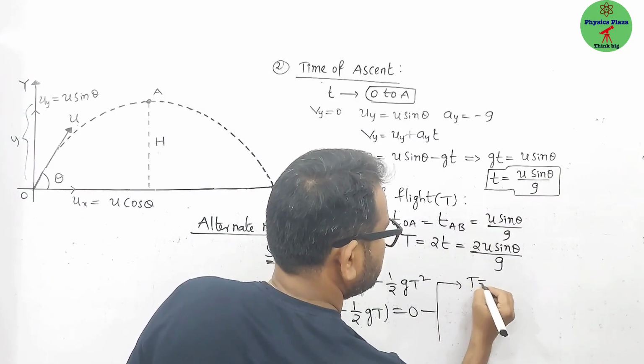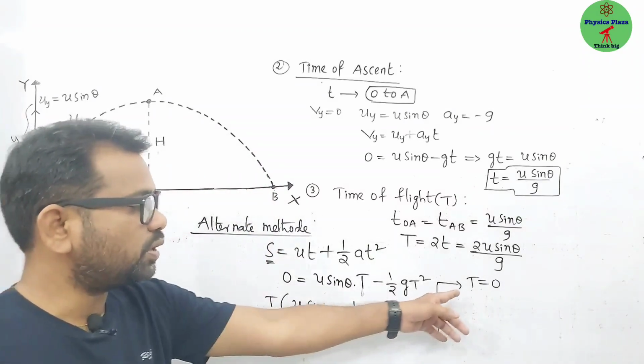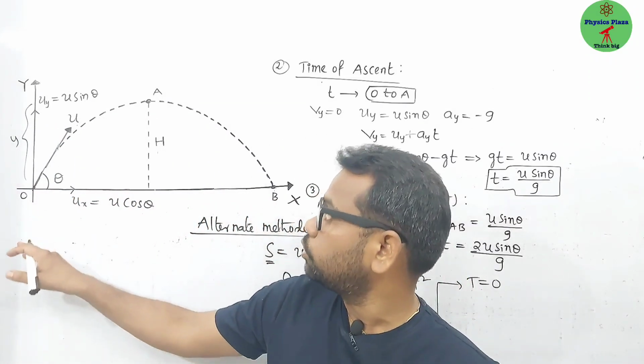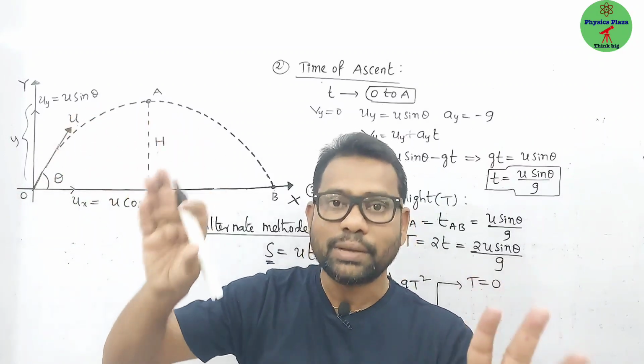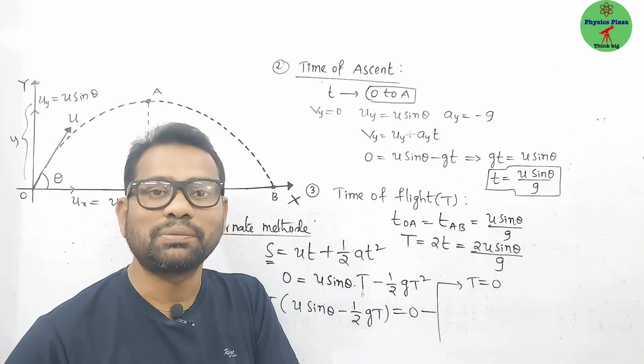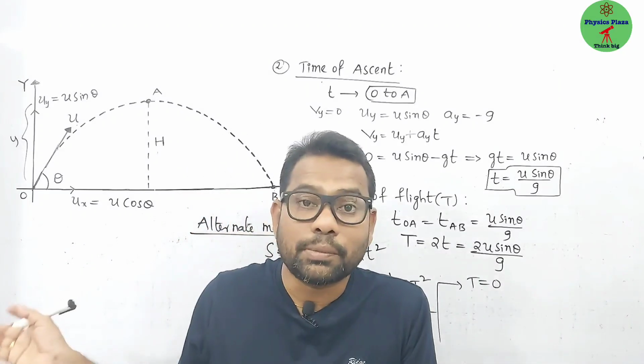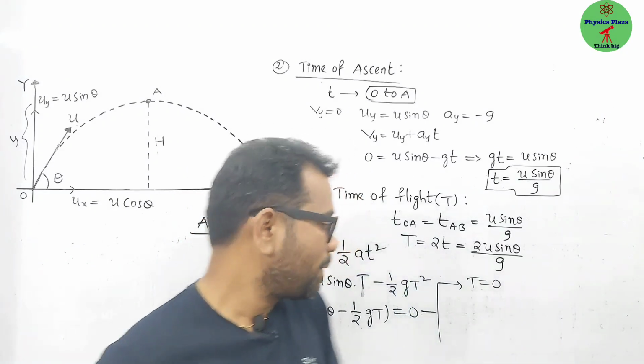One is t is equal to 0. So t is equal to 0 means what? Initially, at the moment when it is just about to be projected, about to be thrown, at that time t is equal to 0. At the point of projection, the time of flight is 0 only, right? Okay, fine.